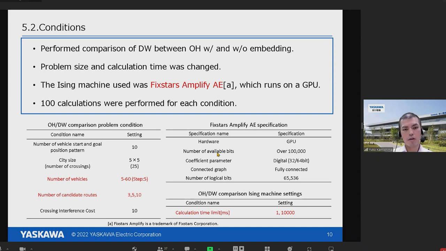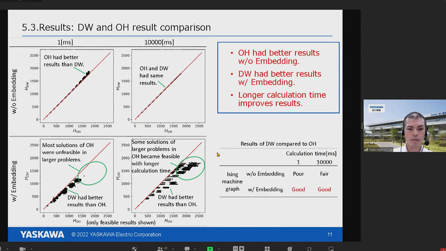The Ising machine used was the fixed start amplifier annealing engine, which runs on a GPU. And 100 calculations were performed for each condition. Now to the results. Here in these figures, I show the comparison between the results obtained by the calculation.